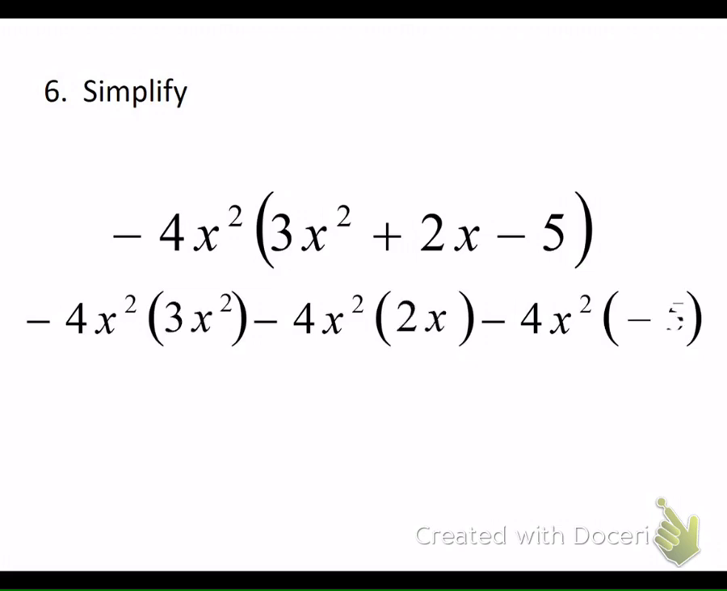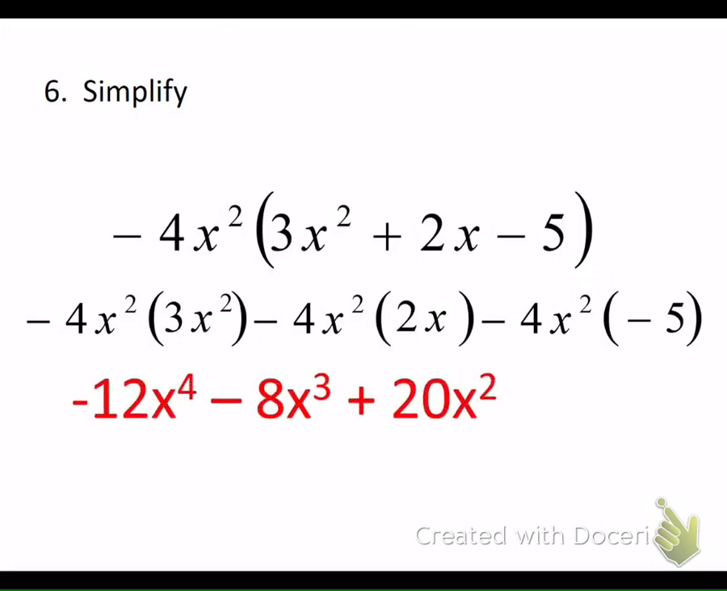First term, second term, third term. What is negative 4 times 3? Negative 12. We'll have x to the 4th. In the middle, we have minus 8x to the 3rd. And in the back, plus what? 20x to the 2nd. Good.